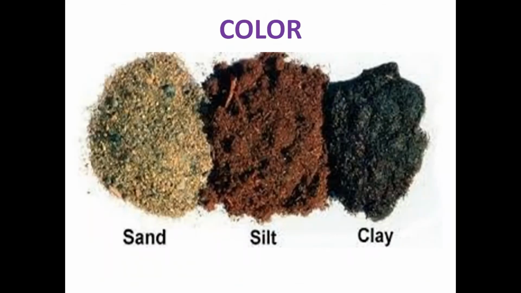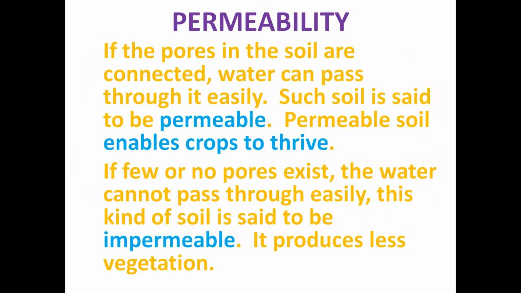Here we see different colors of different soils. The sand looks a little white, the silt is brown, and the clay looks black. Next we learn about permeability.